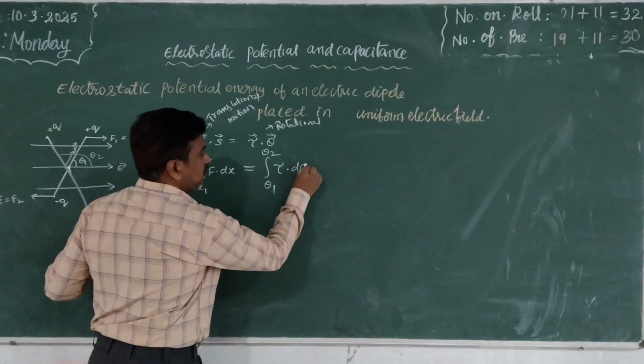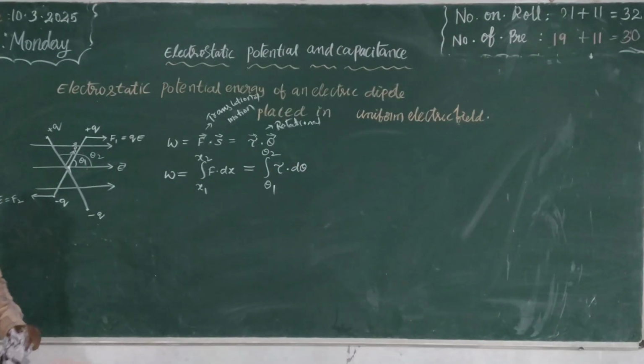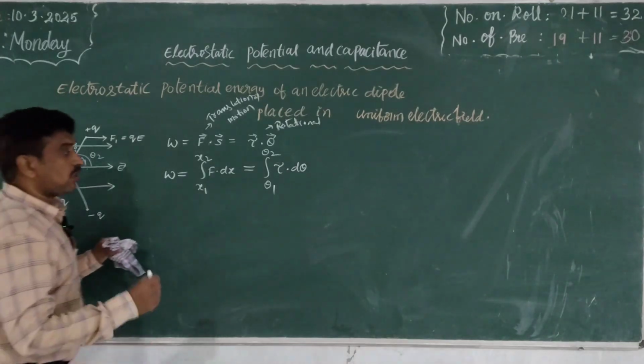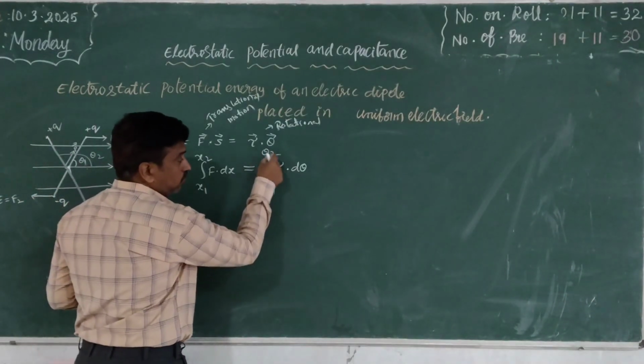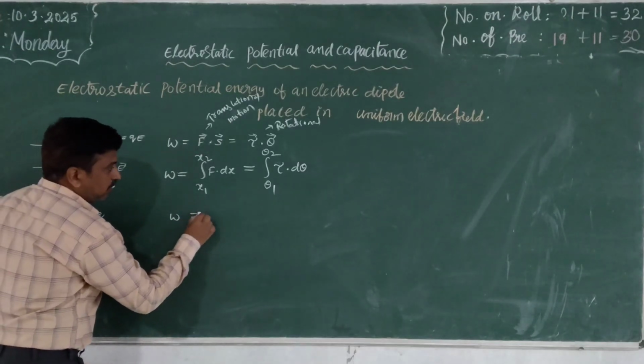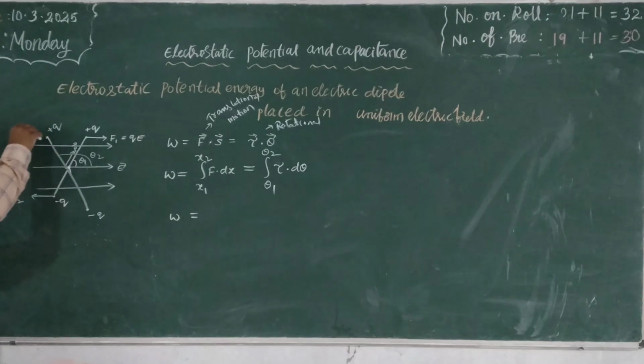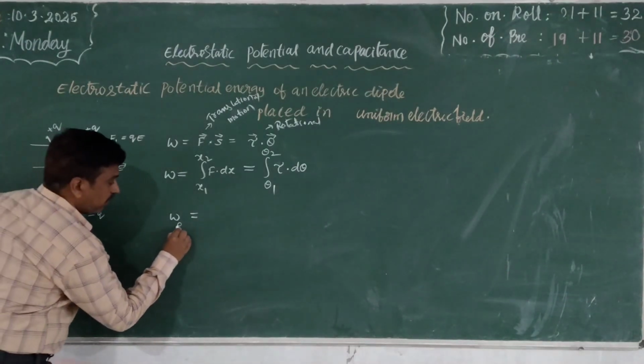So tau d theta is the product for work in rotational motion: the integral from theta 1 to theta 2 of tau dot d theta. We can use that. What is the force here? The electric force acts in this direction, and we are doing work against the electric force. That's why we take the work done by the electric force.